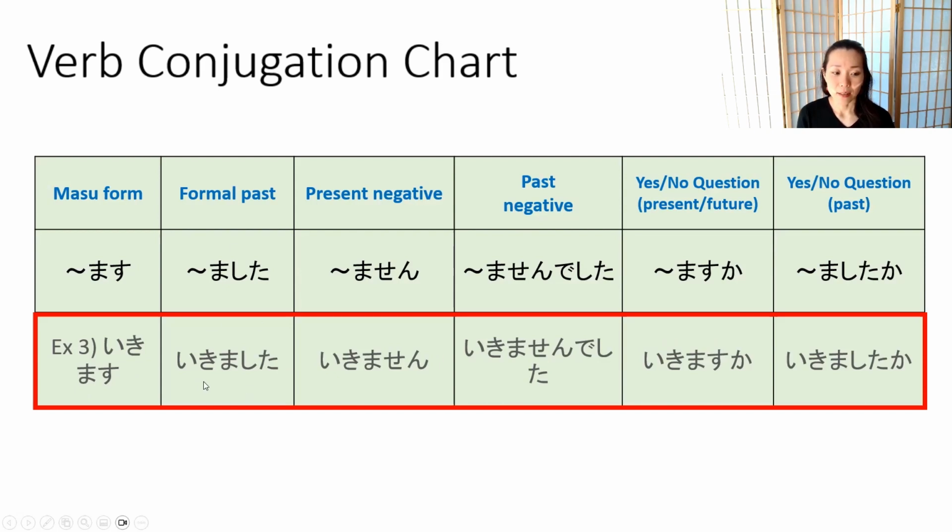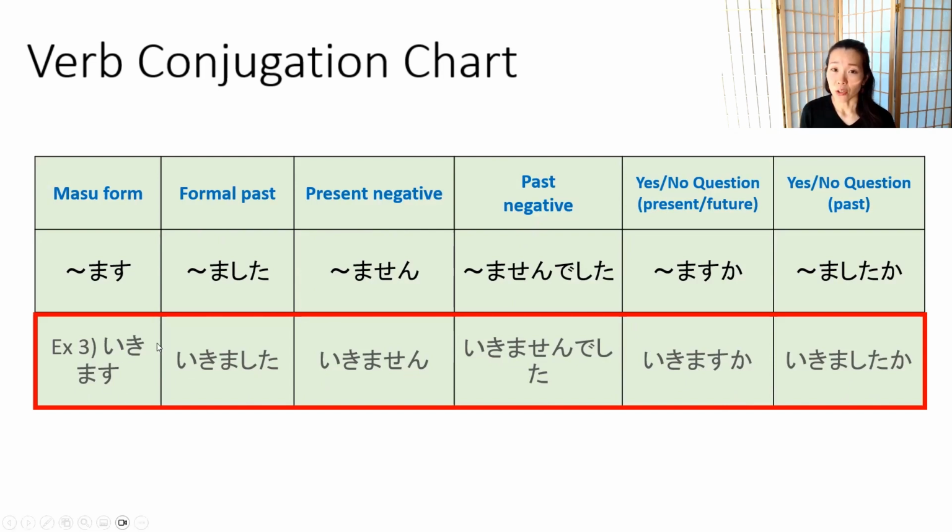はい。では最後ね、3本目。3本目は 行きます。To go is 行きます。So you keep the 行き all the way, but you change ます to ました for the formal past. Okay, let's see. 行きました。Then present negative is 行きません。Then past negative は行きませんでした。So past negative means I didn't go. Then, will you go? Are you going to go somewhere? Like 行きますか, question mark. Then 行きましたか is did you go? So you can use those verbs to create a question or a statement.